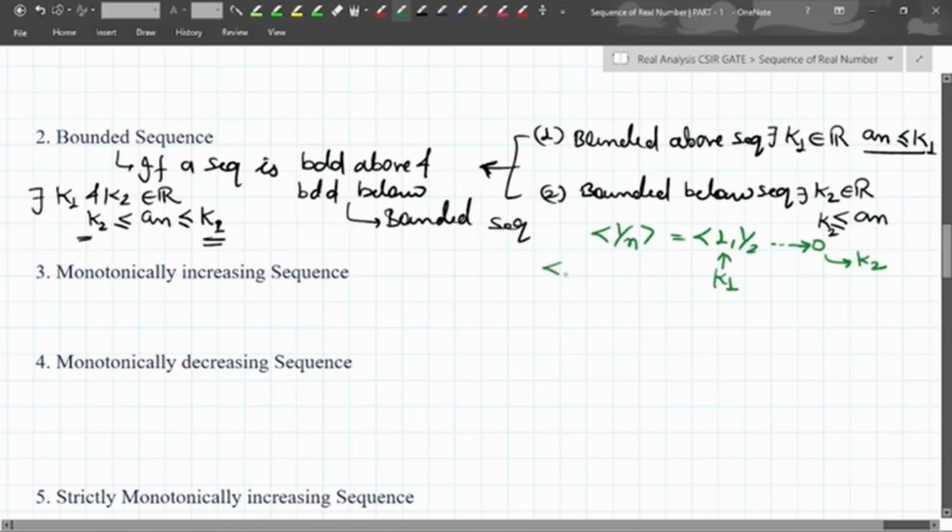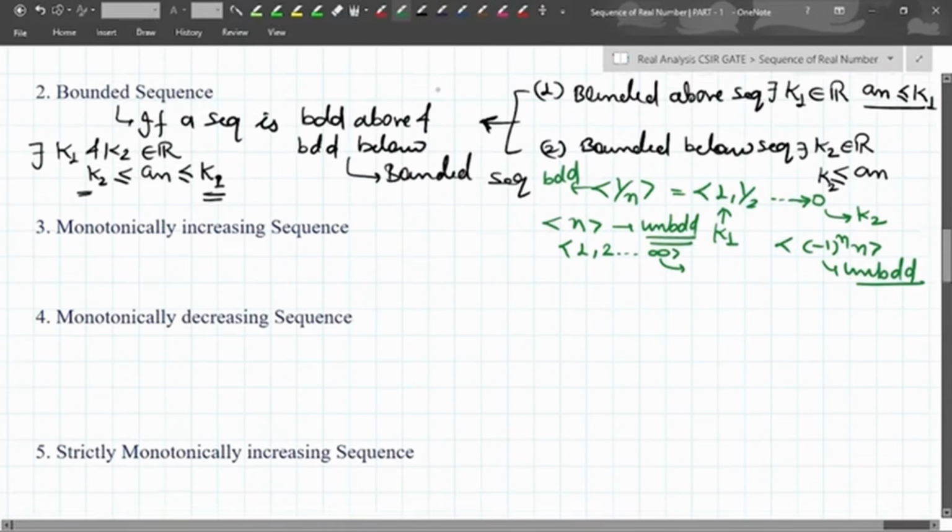Okay. Similarly, if I take n, then it is unbounded. Why is it unbounded? Because it will start from 1, 2 and go up to infinity. There does not exist any real number which will be greater than infinity. So this is unbounded. Similarly, you can take minus 1 power n. This is also unbounded. Okay, so these are some examples.